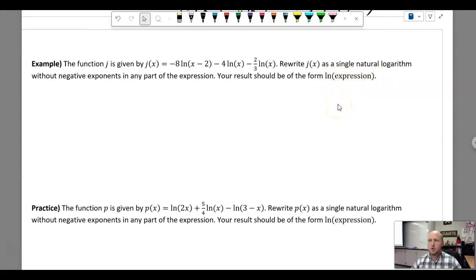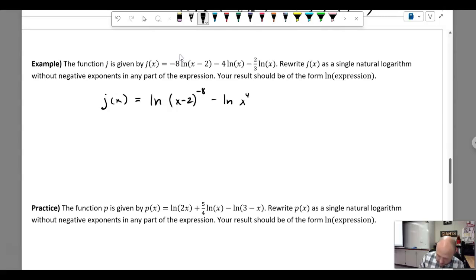And what's kind of weird about this one, just out front here is I have a negative coefficient here. So I'm going to go ahead and take that negative and put that in the power. So it's going to be natural log of x minus 2 to the power of -8 minus natural log of x to the power of 4 minus natural log of x to the power of 2/3.